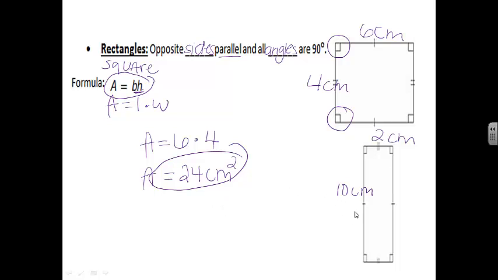This one, what do you think it is? Let's just go ahead and do it. Very good. 20 centimeters squared. That's my area of this rectangle. It is very easy. I just wanted to go over it really fast.